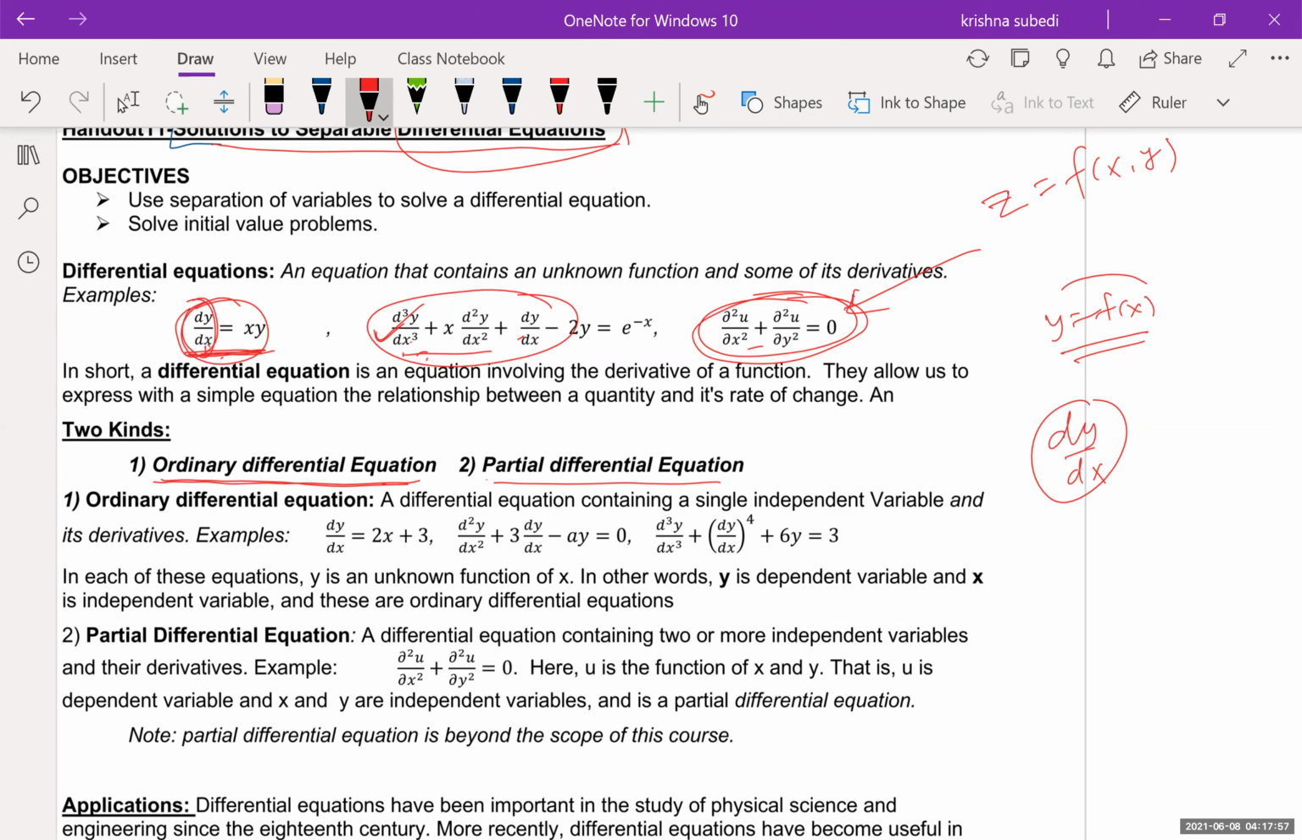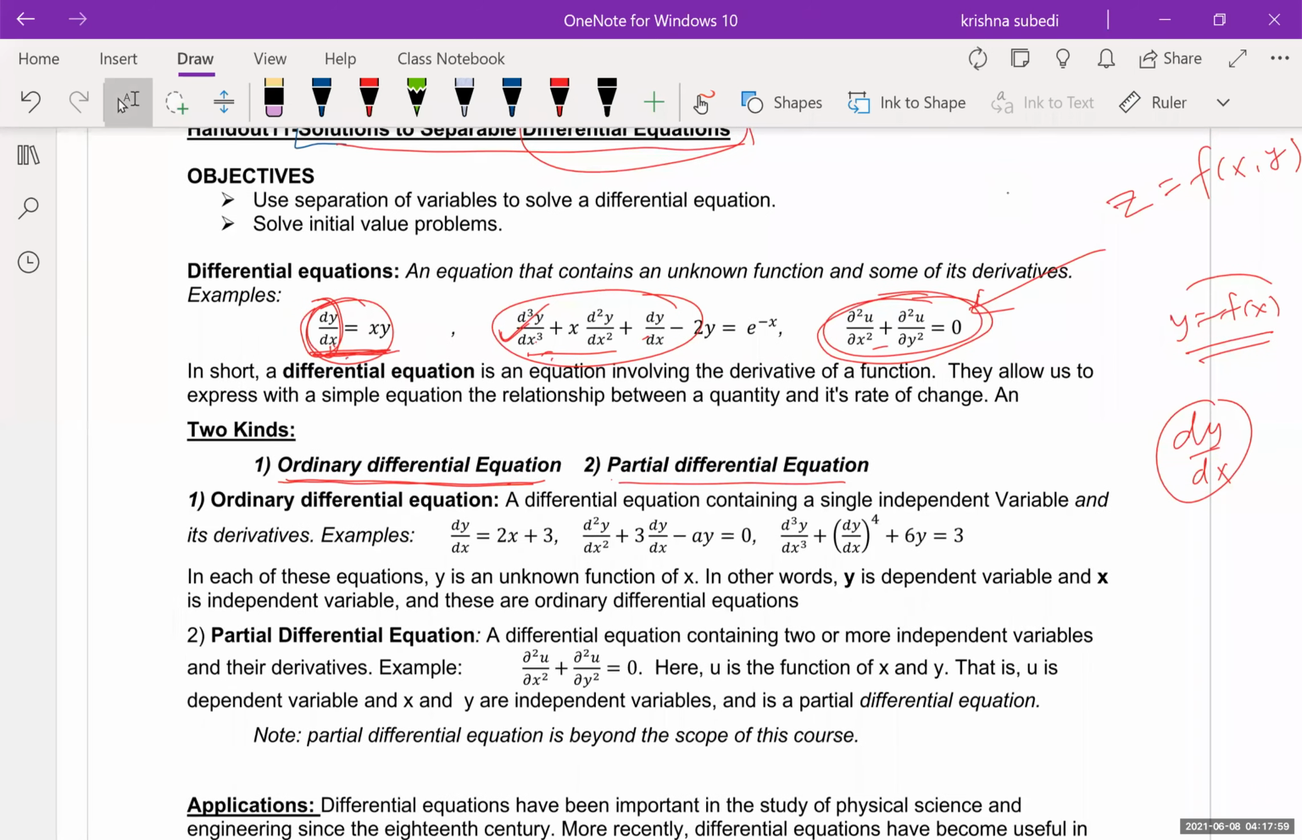So in this course, we will focus our attention on ordinary differential equations only, first order ordinary differential equations. Partial differential equations we will not do in this course, okay?